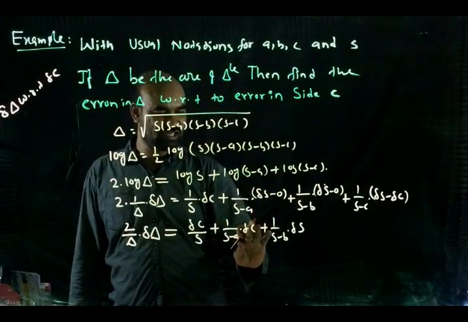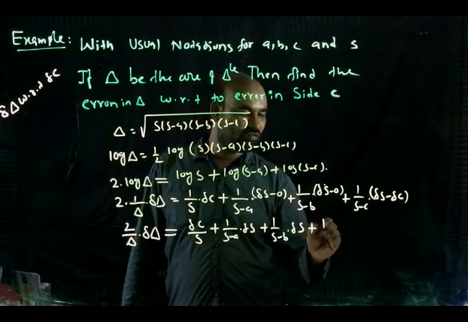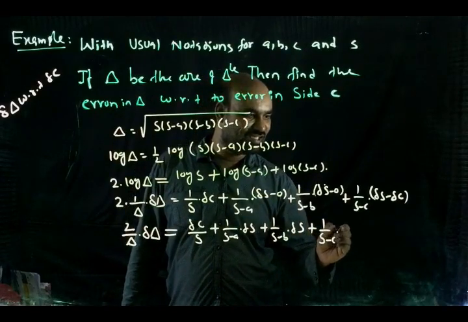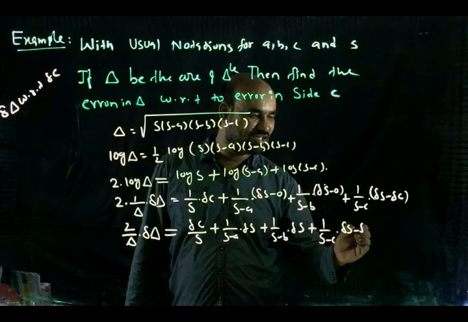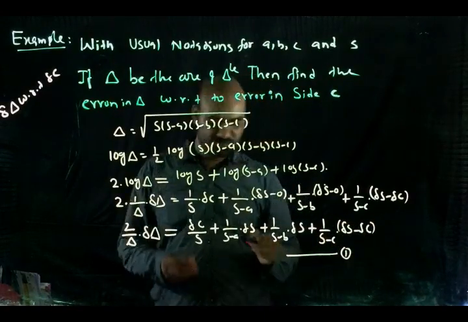I think here also delta S only. Delta S plus 1 by S minus C into delta S minus delta C. So this is treated as equation number 1.